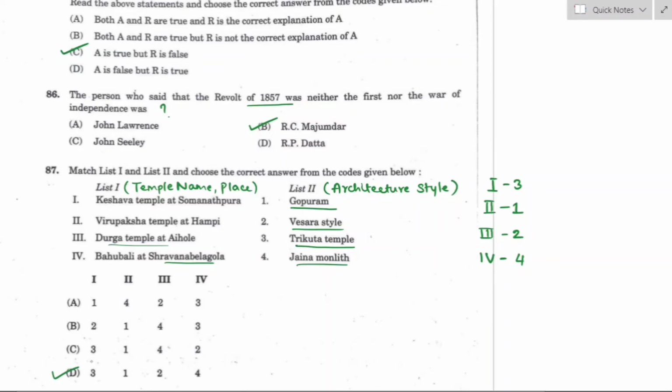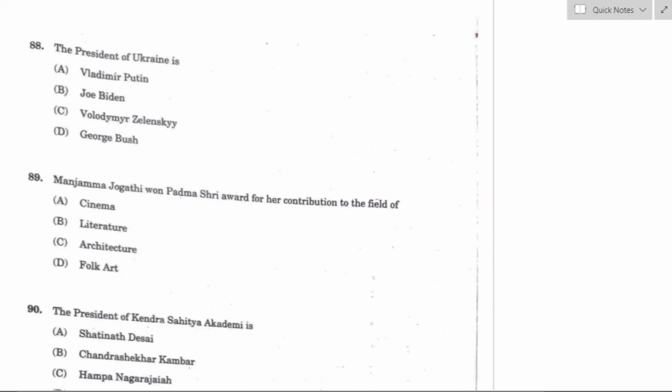Out of these given options, the correct answer is option D. Question number 88, the president of Ukraine is Volodymyr Zelensky. Option C is the right answer. Question number 89, Manjama Jogati won Padma Shri award for her contribution in the field of folk art. Option D is the right answer.